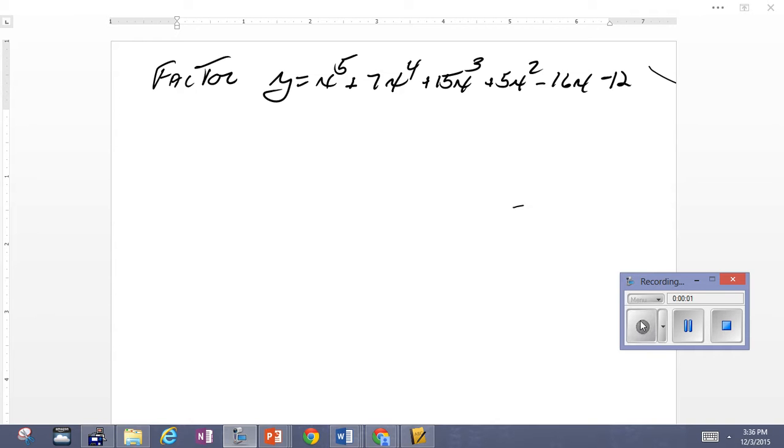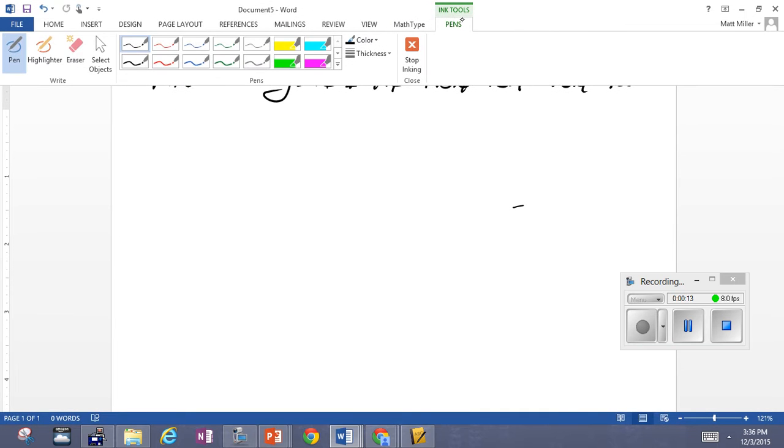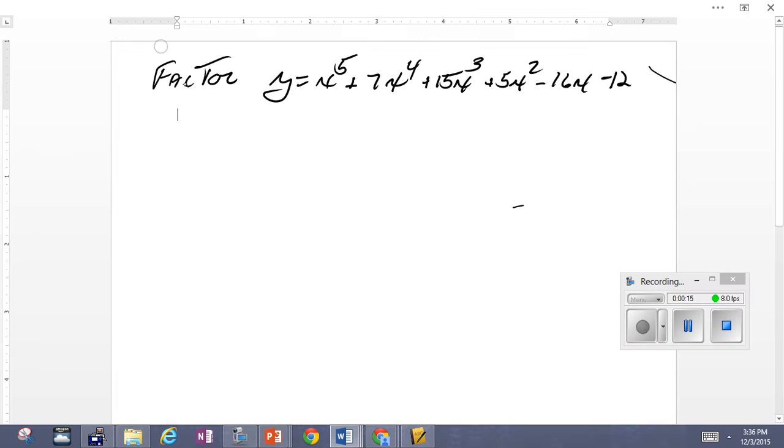Okay, guys, we're going to try this right with synthetic division. We're going to go right to synthetic division with this example. This is a fifth degree polynomial, which admittedly would be quite a bear without synthetic division. So we're just going to show you how streamlining this can be with synthetic division.